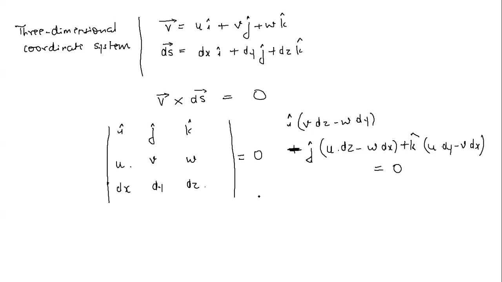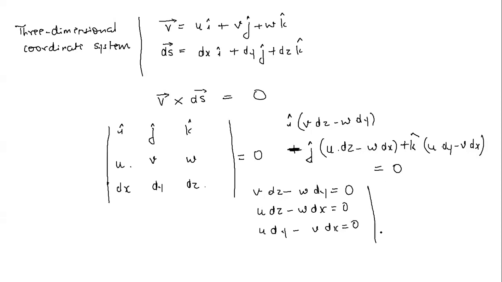Now you can very easily guess that the components in the x, y, and z direction on the right hand side are 0, so on the left hand side they should also be 0. So u dy minus v dx is equal to 0. Now the equation for a streamline, if you solve this, is simply given by dx by u equals dy by v equals dz by w. So this is the equation for a streamline.